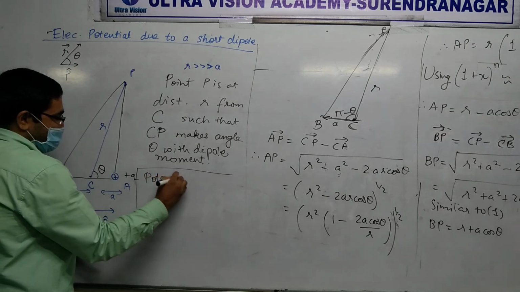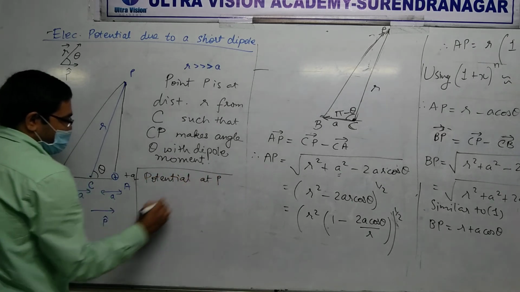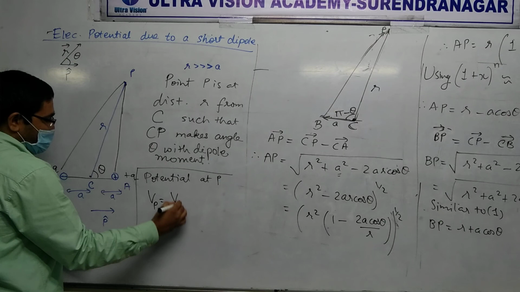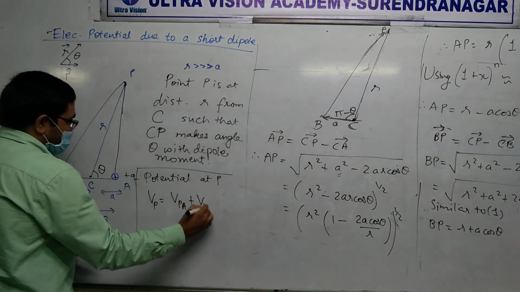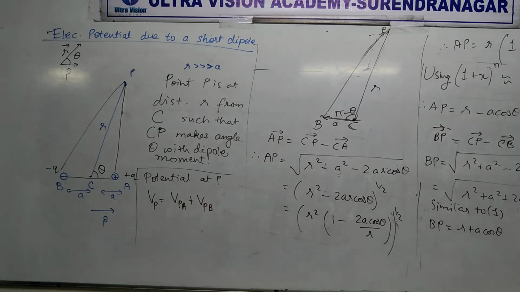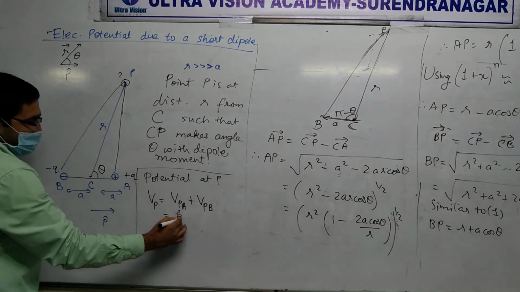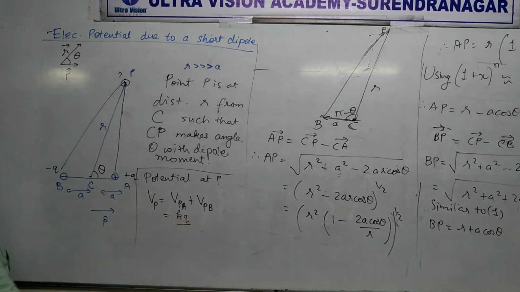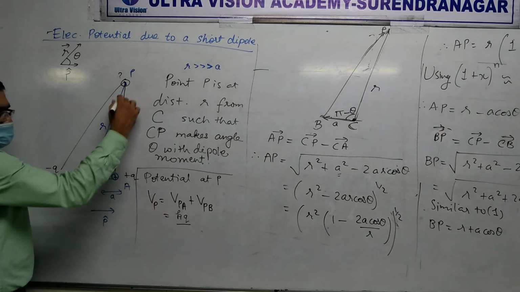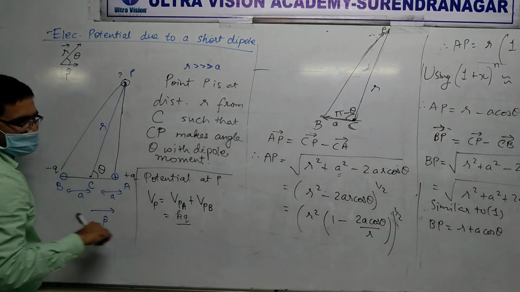Potential at P. VP is equal to VP due to A plus VP due to B. Clear or not? How many charges will create potential at this point? Which two? The positive charge at A and the negative charge at B. So for VP due to A, what to write? K plus Q by distance. How much is the distance? This one, AP. How much is that?